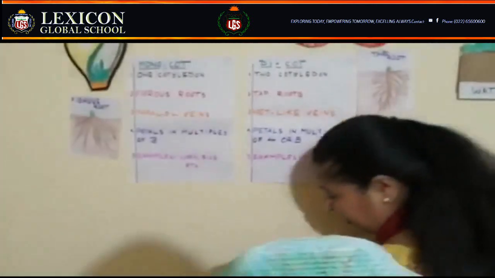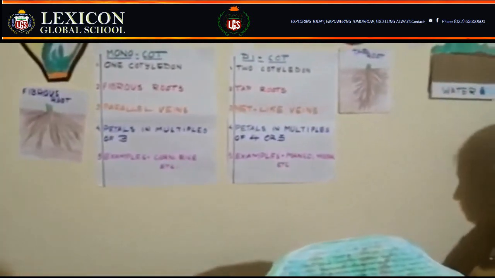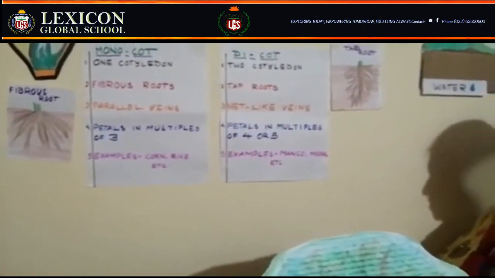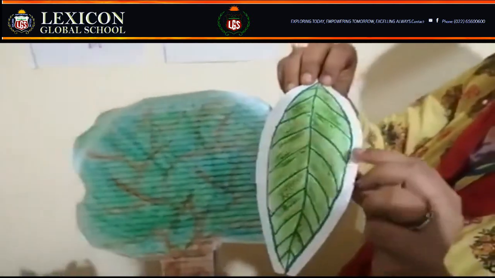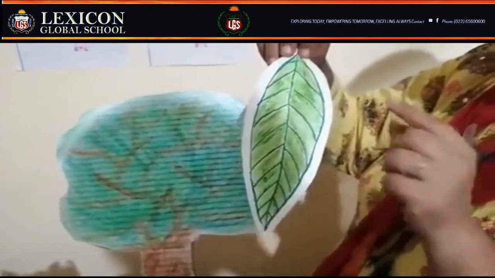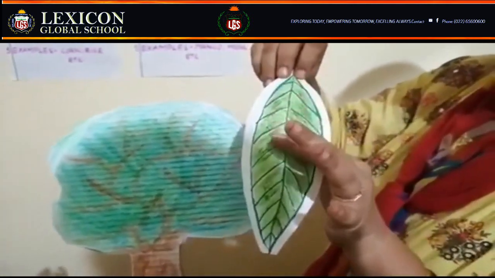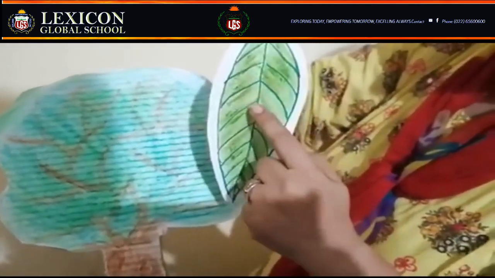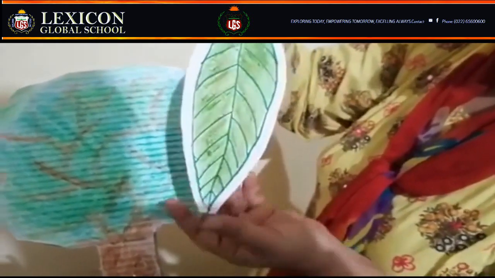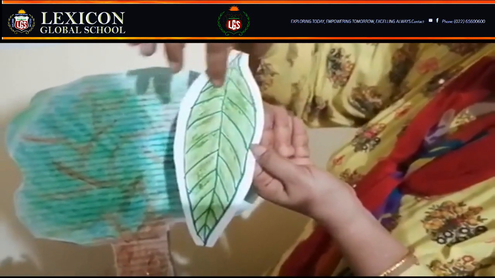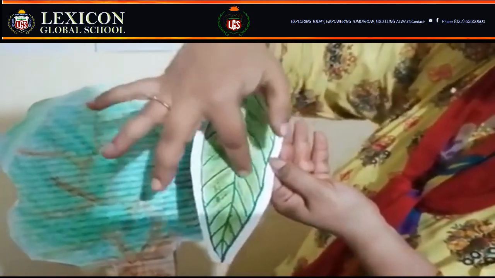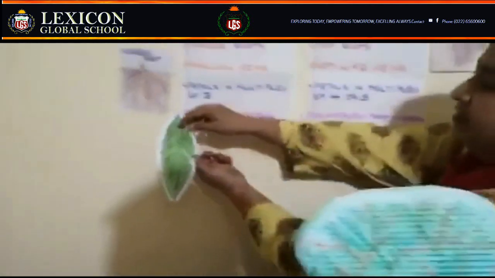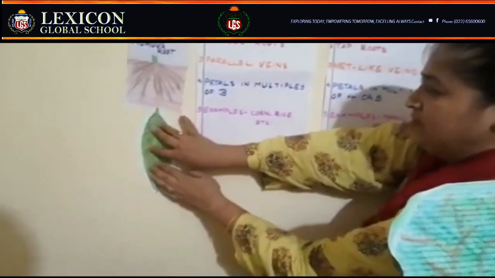Okay, then suppose you look at the leaf. If you look at the leaf, you will see that for a monocotyledon plant, the leaves are like this. All of you know that there are veins running on the leaf. These veins are parallel. They don't meet. Parallel, you know, these lines don't meet each other. So that's why these veins are called parallel veins.